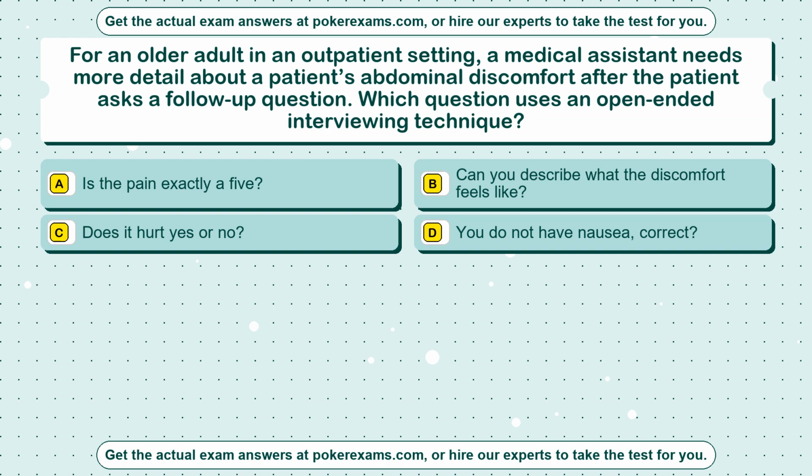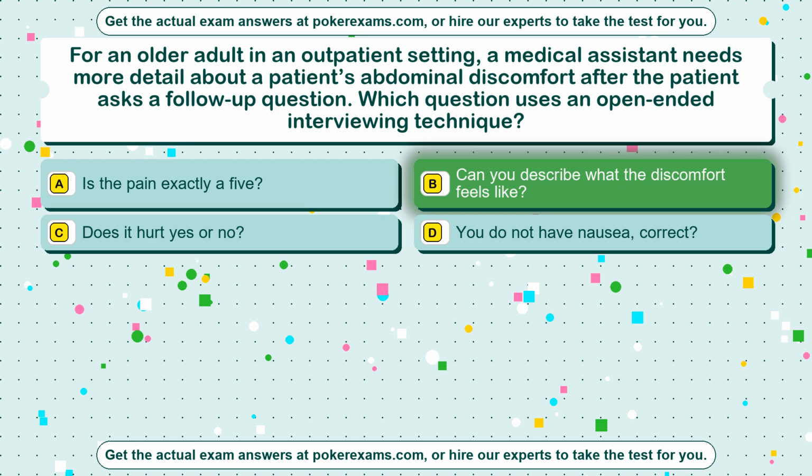Question 5. For an older adult in an outpatient setting, a medical assistant needs more detail about a patient's abdominal discomfort after the patient asks a follow-up question. Which question uses an open-ended interviewing technique? Option A. Is the pain exactly a 5? Option B. Can you describe what the discomfort feels like? Option C. Does it hurt, yes or no? Option D. You do not have nausea, correct?